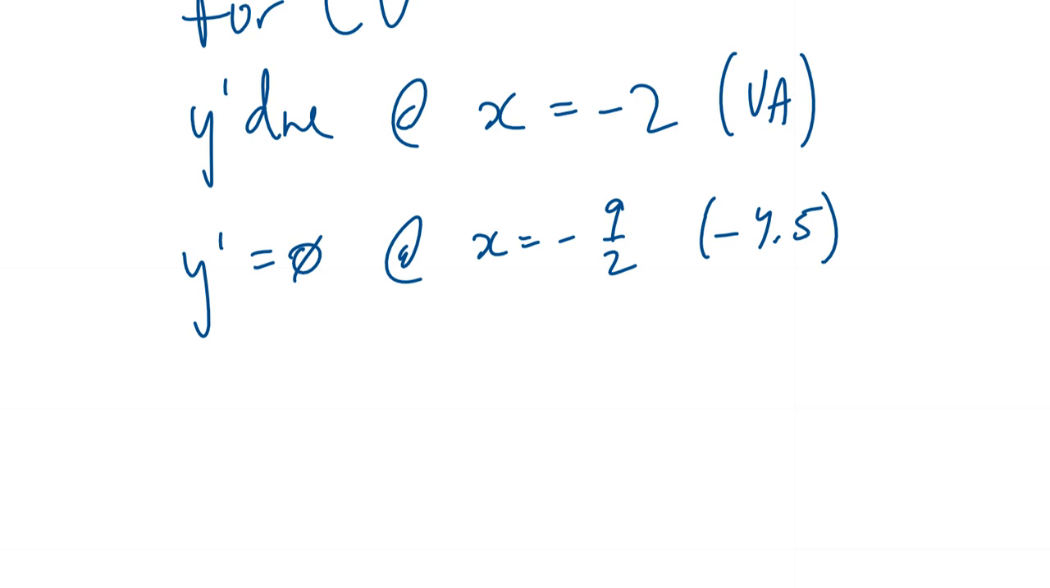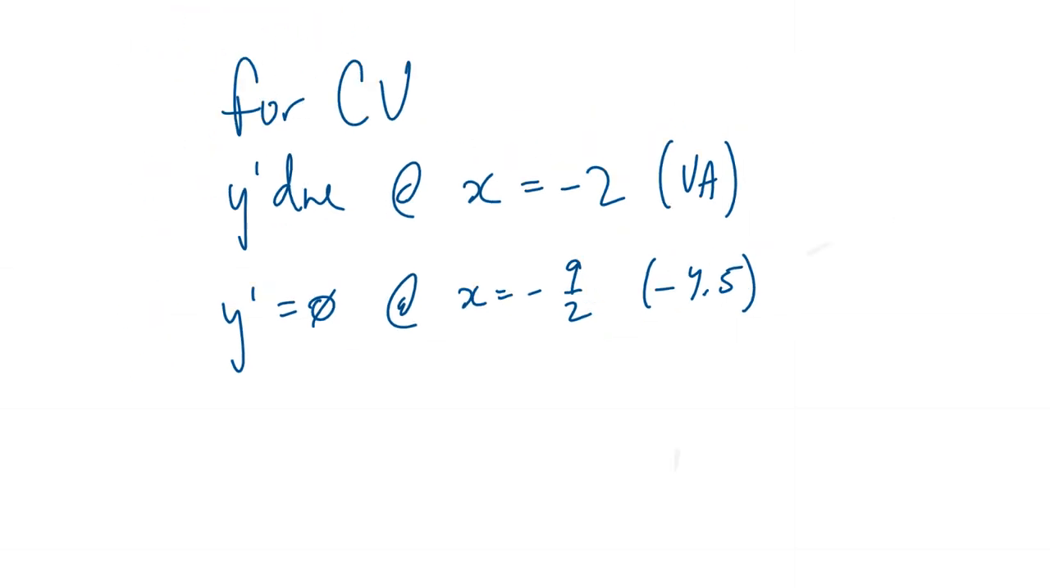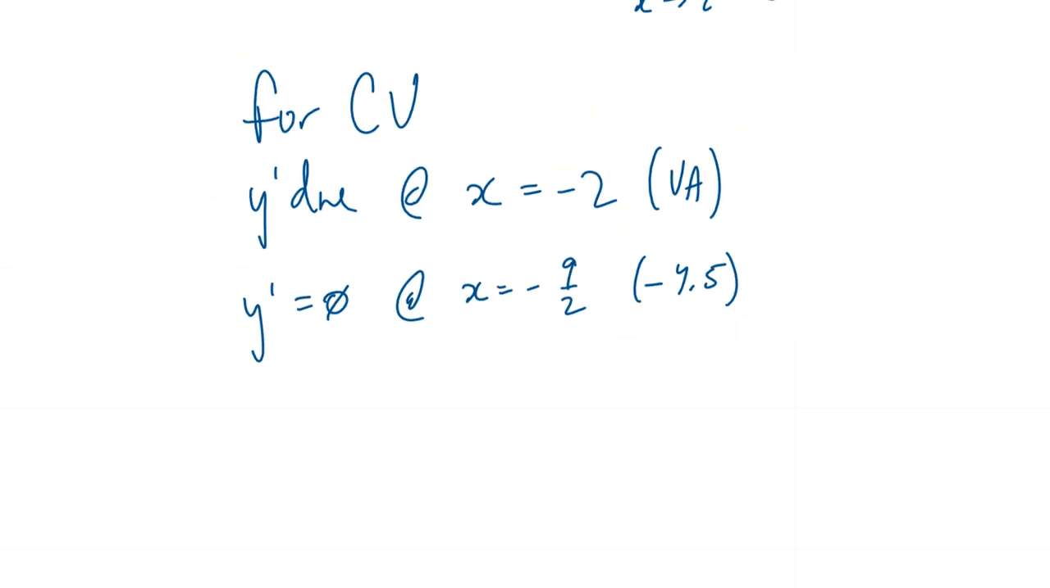All right. So that's done. We found our critical values. Now for points of inflection. Why did I write 2 P's? What do you think? What's your guess?